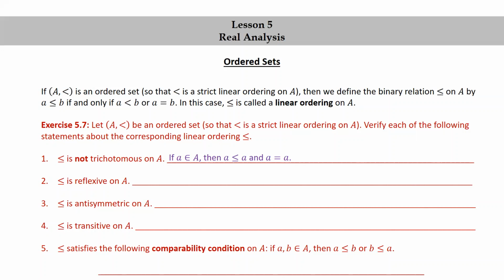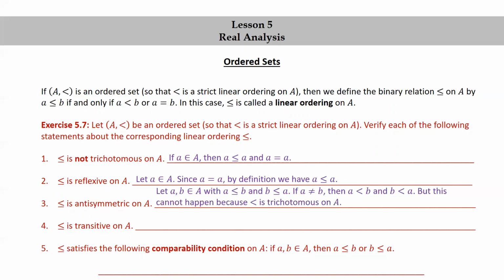Less than or equal to is reflexive on A. Let a be in A. Since a is equal to a, by definition, we have a less than or equal to a. Less than or equal to is antisymmetric on A. Let a, b be in A with a less than or equal to b and b less than or equal to a. If a is not equal to b, then a is less than b and b is less than a. But this cannot happen because less than is trichotomous on A. So a is equal to b.